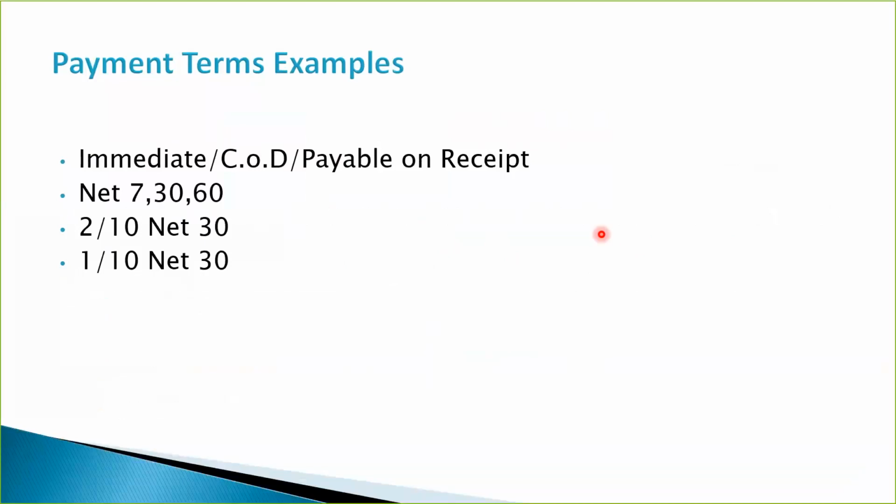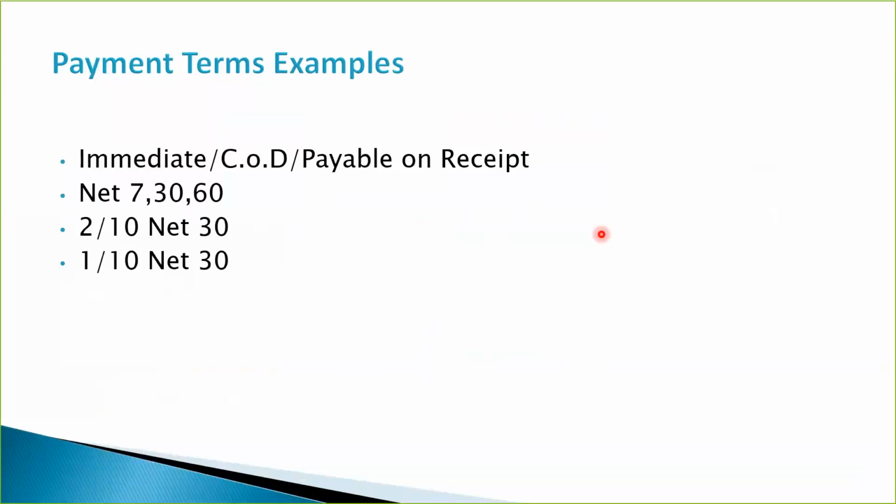We have others such as net 7, net 30, net 60, which basically means the amount on the invoice is due within 7 days, or it can be 30 days or 60 days. So that's what it means when you say net 7 or net 30 or net 60. You can even have net 90, depending on the particular company or supplier.